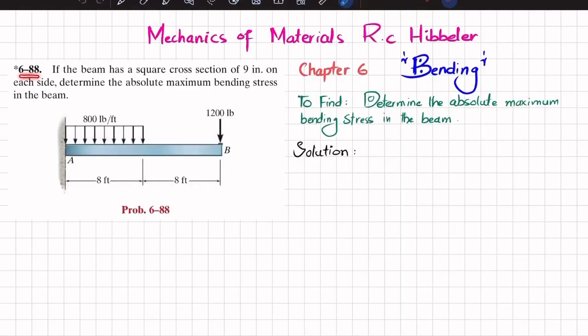Welcome back. Problem 6-88. This problem is taken from chapter number 6, that is bending, and the book is Mechanics of Materials by R.C. Hibbeler. The statement is: if the beam has a square cross section of 9 inch on each side, determine the absolute maximum bending stress in the beam.